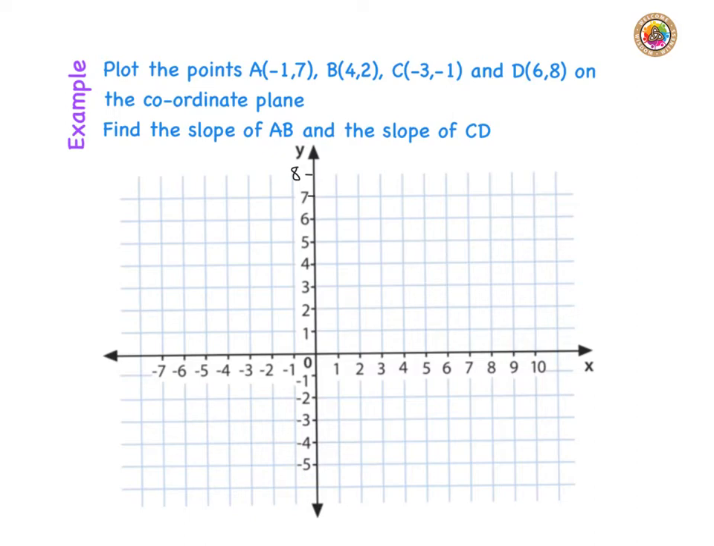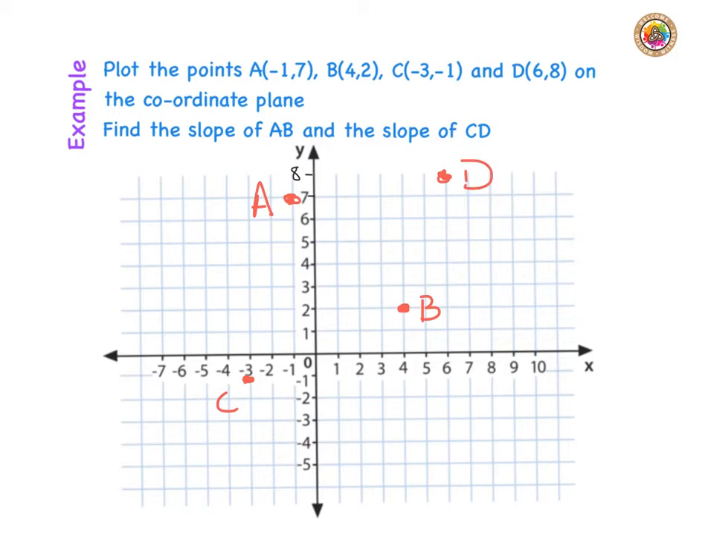So A is at -1 on the x-axis and up as far as 7 on the y-axis. So that's A here. B is at 4 on the x-axis and up as far as 2 on the y-axis, so that's B. C is at -3 on the x-axis and down to -1, so it's here. There's C. And D is at 6 on the x-axis and up at 8 on the y-axis. So that's D here.